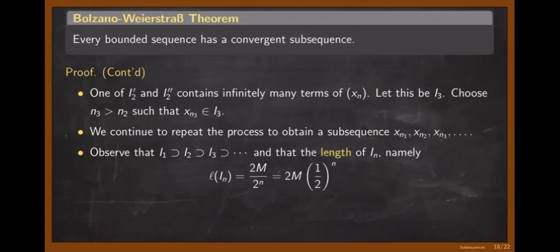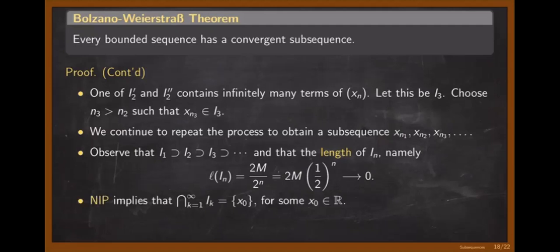You can rearrange it as follows: 2M times 1/2 raised to n. What do we know about 1/2 raised to n? This thing converges to 0, because 1/2 has an absolute value less than 1. So the 2M is just a constant. It will not matter. So the entire length will go to 0. So what the NIP, the nested interval property, has to say about that is that those intervals will only have one point in the intersection. Let's call that one point x naught.